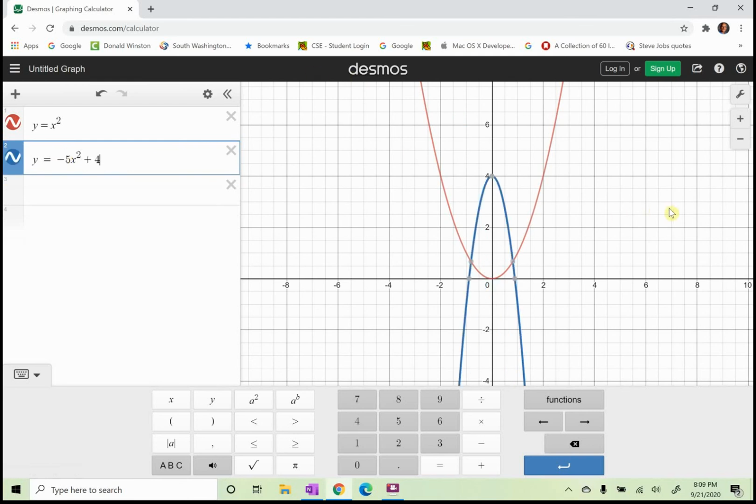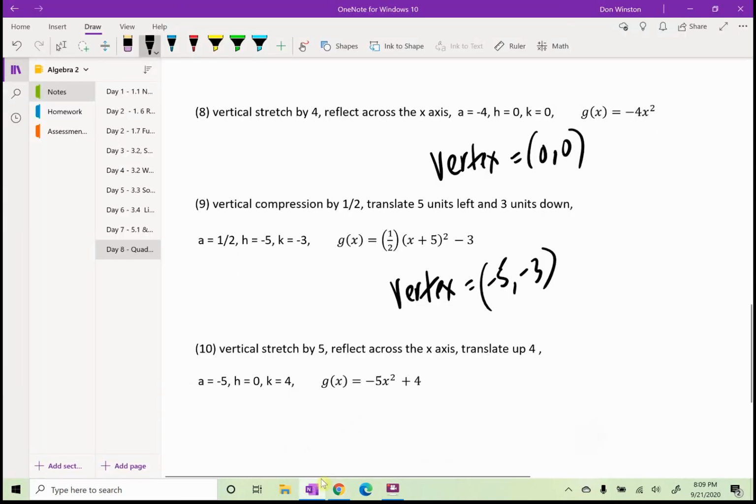Okay, so let's see here. You see the reflection across the x-axis. It's a sad graph. You see that it's been stretched vertically by a factor of 5. It's like we pulled that red graph up. We stretched it like a rubber band, and then we moved it up 4. So the vertex will be, h is equal to 0, and k is equal to 4.